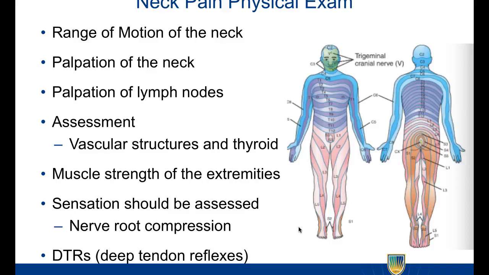Evaluation of the vascular structures and thyroid. Muscle strength of the extremity, including deltoid, biceps, triceps, wrist, fingers, and hand grasp. Sensation should be assessed, paying attention to dermatome patterns, as this may indicate nerve root compression. Also, deep tendon reflexes.